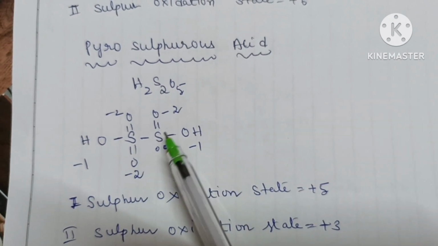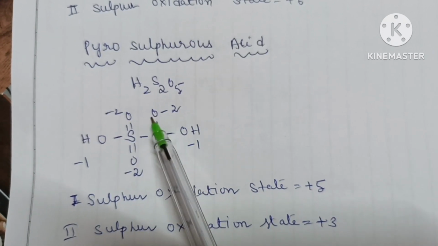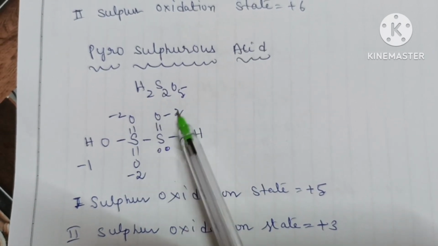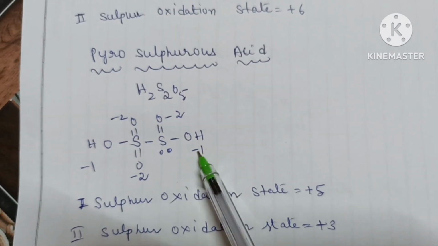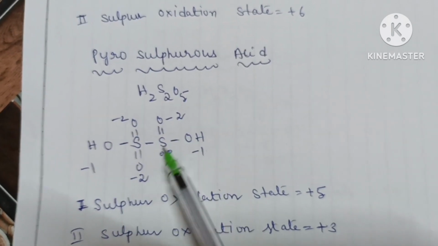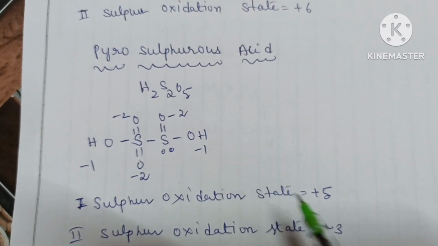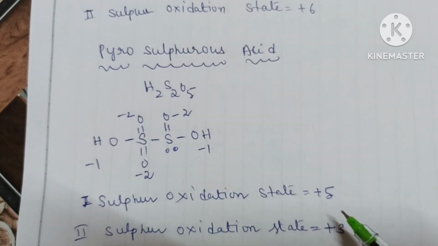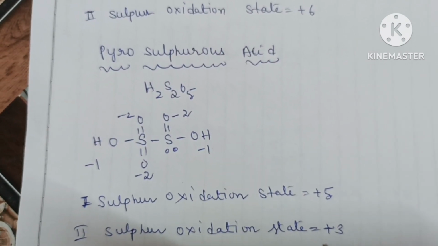Again another sulfur. Sulfur is attached to one lone pair. Okay. Then after, oxidation number of oxygen is minus 2. OH oxidation number is minus 1. So minus 1 plus minus 2 is minus 3. In this, the second sulfur oxidation number is plus 3. Surrounding atoms minus 3, second sulfur oxidation number is plus 3.